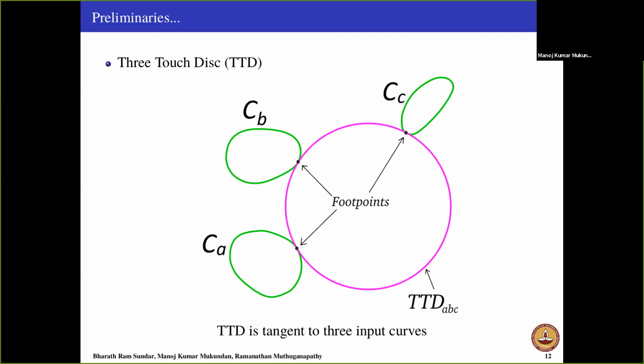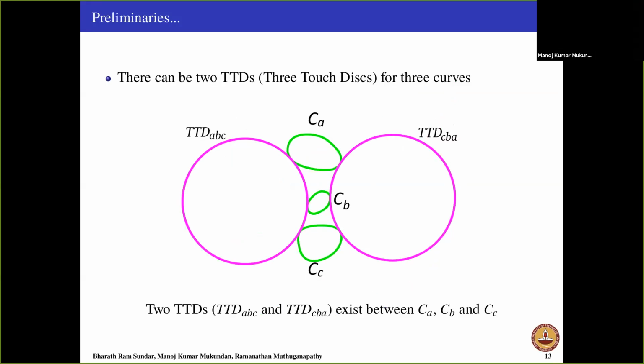A TTD, or three-touch disk, is a touching disk having 3 foot points. In this figure 3, there are 2 TTDs between curves CA, CB and CC. They are TTD ABC and TTD CBA. The indexing or naming of these TTDs is such that while traversing the boundary of the disk, the center is towards the right side.